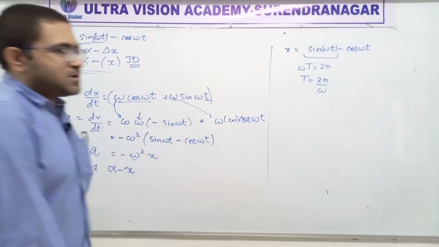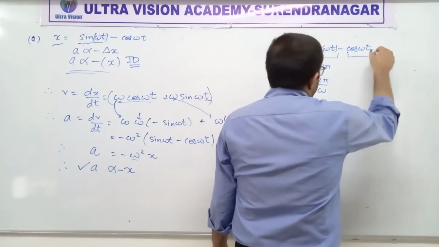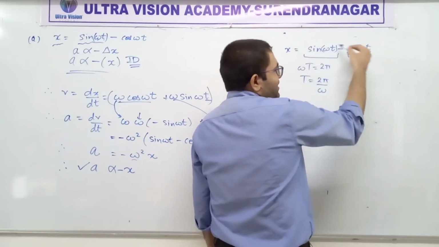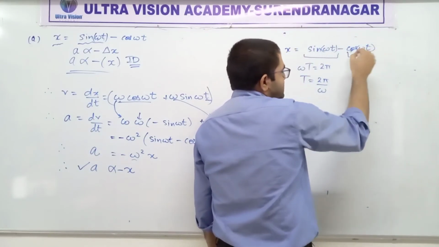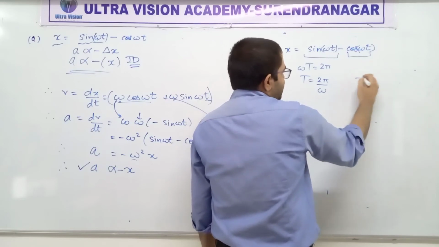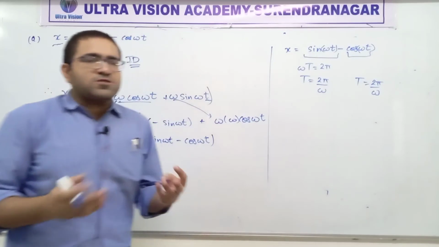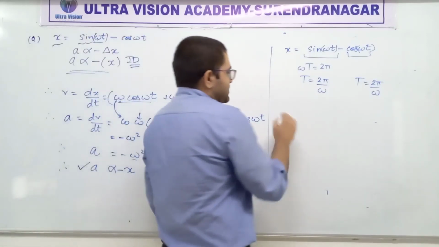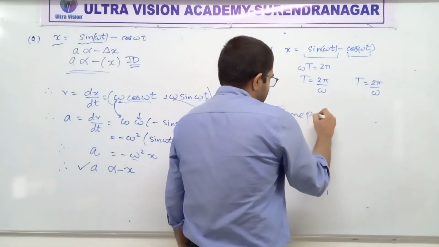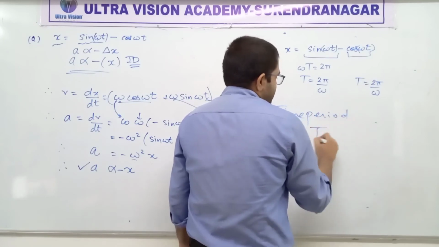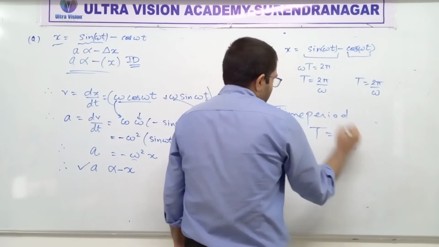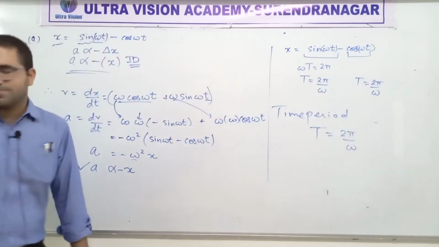Now the second term, its time period, same kind of pattern, right? Instead of sine it's cos, but the angle is still the same. So here also the time period will be 2 pi by omega. So both have the same time period, that means the whole thing has how much time period? 2 pi by omega. Clear?